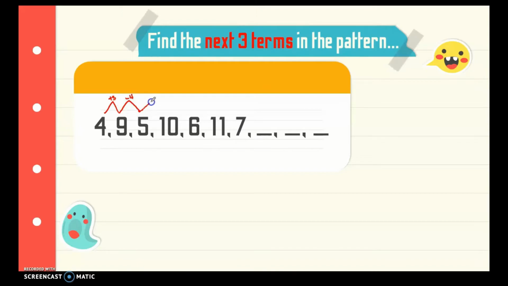And let's see, from 5 it becomes 10. It's adding 5 again. Then from 10 to 6, we need to subtract 4. And 6 becomes 11, adding 5, and 11 becomes 7 by subtracting 4. So we know that the pattern here is add 5 or subtract 4. So if this is 7, after we subtract 4, we can add 5, then the answer is 12.